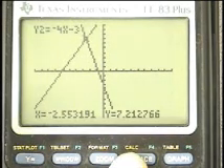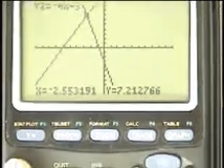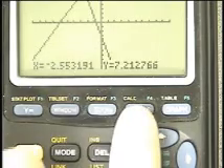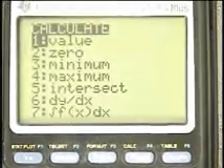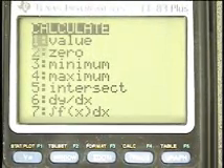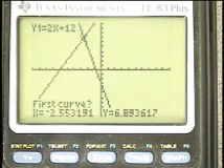It's in the Calculate menu. To access that, we have to press the second button, and then the Trace button. Then we'll access the Calculate menu. In the Calculate menu, we see option 5 is the intersect. Select that. It'll ask us for the first curve.